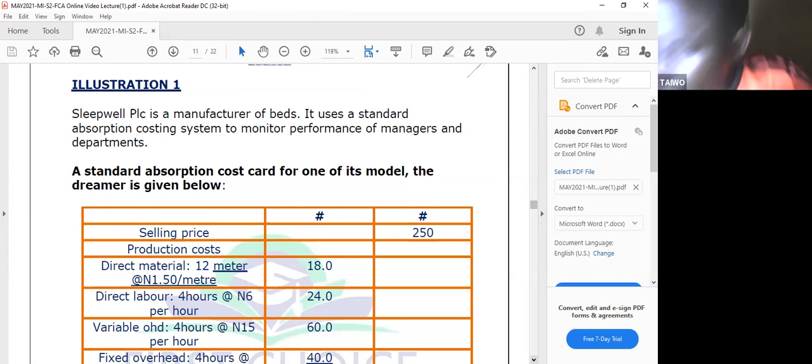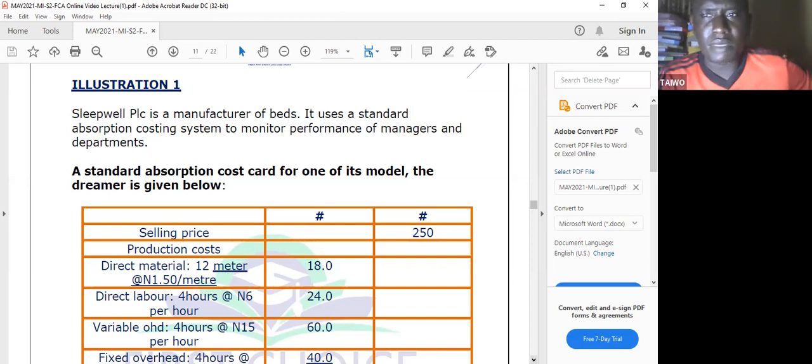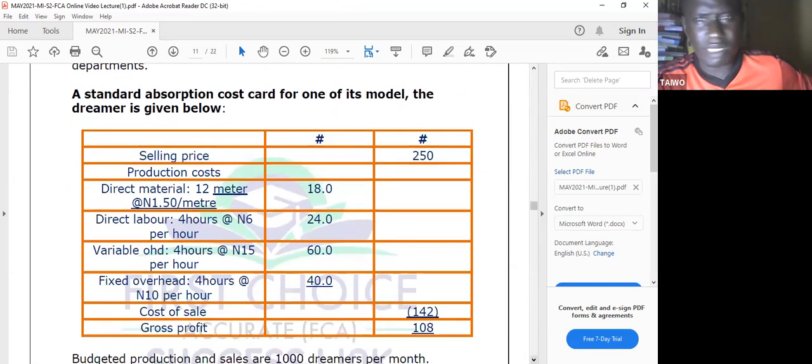Now, look at it. Sleepwear PLC is a manufacturer of beds. So it means that the company is a manufacturer of beds. I'm trying to solve these questions so that at least we have one question solved in variance analysis before we move on to something else. It uses a standard absorption costing system to monitor performance of managers and departments. It means that the company is into production of beds, and you are now given information on the standard cost of that organization.